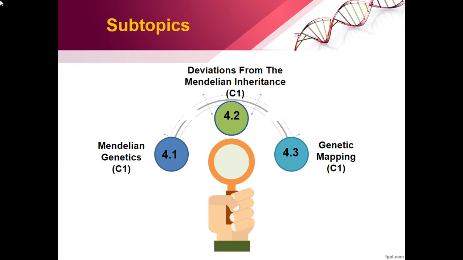Basically, there are three main subtopics to be covered: 4.1 Mendelian genetics, 4.2 deviations from Mendelian inheritance, and 4.3 genetic mapping.